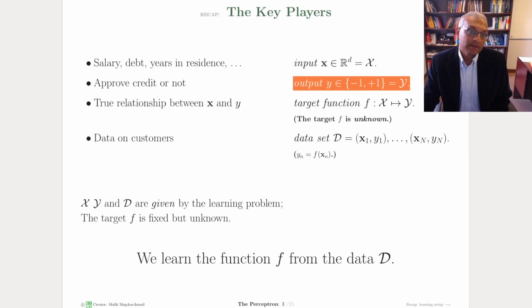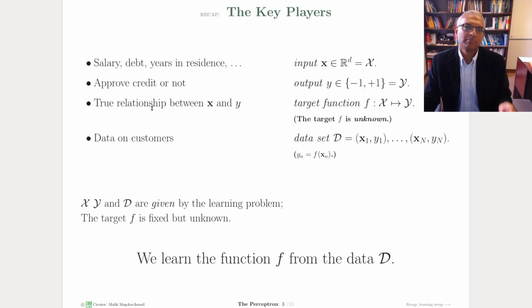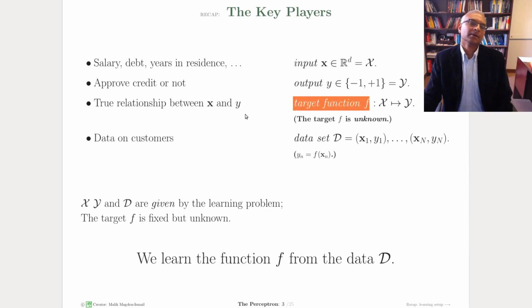Okay. Now, important, there is some pattern. There's some true relationship that maps X to Y. We call this the target function F, and that maps X to Y. F, the target function, is unknown, and we mean unknown. Well, it's not totally unknown, because then we're done.